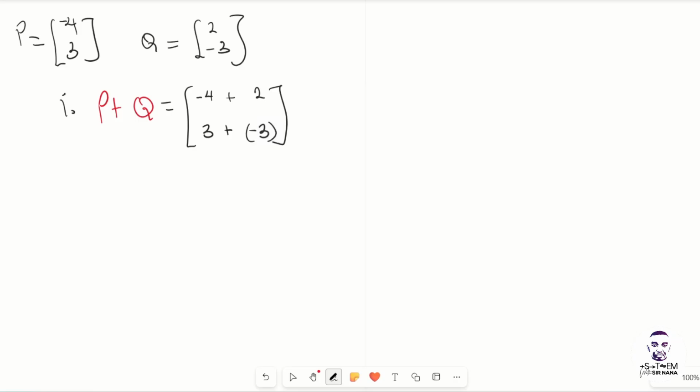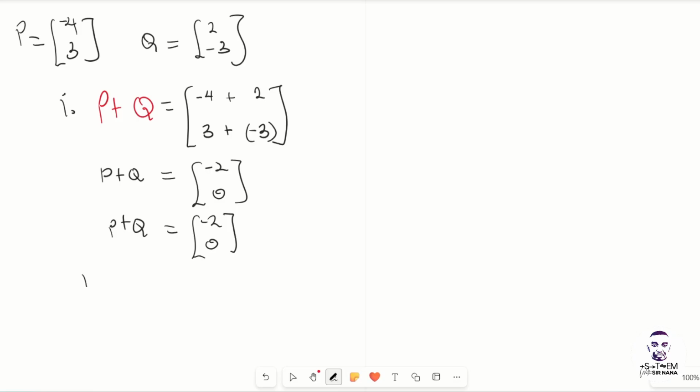So this implies that we can have our P plus Q to be equal to -4 plus 2 gives us -2, then 3 plus negative 3 should give us 0. So it means that our P plus Q should be equal to negative 2 and then 0. As a vector, that is fine.